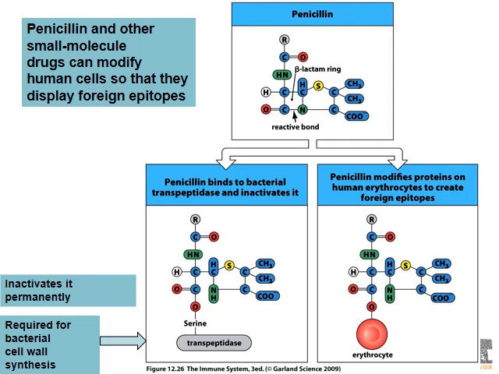Now, if you look at the penicillin structure, we have a beta-lactam ring, and there's a reactive bond. So you can see this is how you give penicillin to the person. Penicillin and other small molecules can modify human cells so they display foreign epitopes. So remember that the epitopes on your red blood cells are your own. But if these drugs are given, they modify that and change the picture, and then your own cells will come and start killing them.